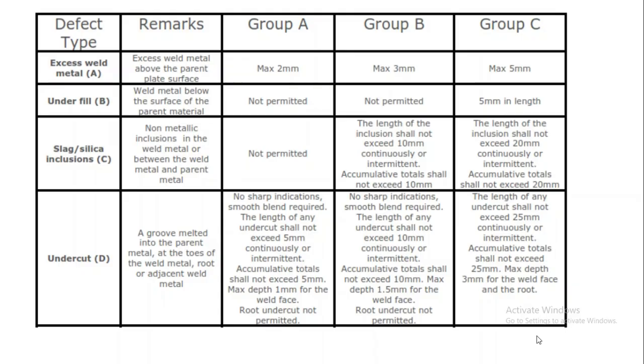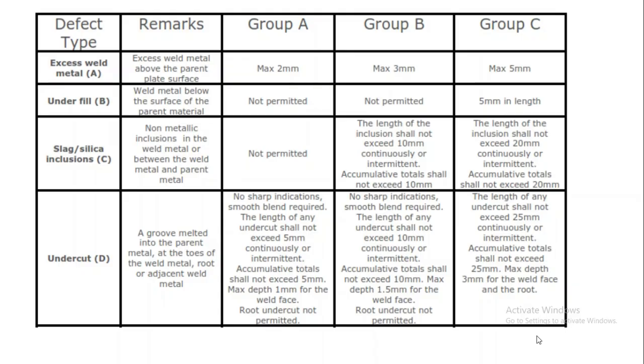If you notice that the groove in the parent metal is melted, or that melted area in the weld metal, it is considered an undercut. Sharp indications are not allowed. If you have a sharp undercut, it's rejected. So the undercut should be blended smoothly. Then you have to measure the length of the undercut. Okay, if your undercut is smooth, then you have to check the second criterion.